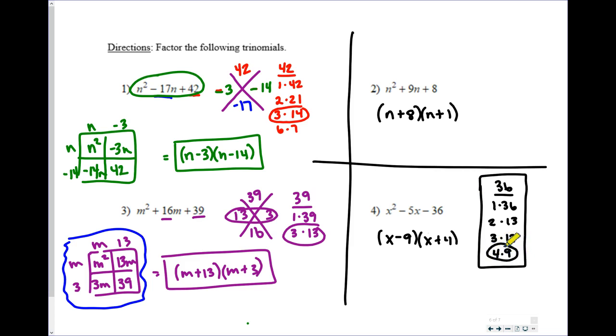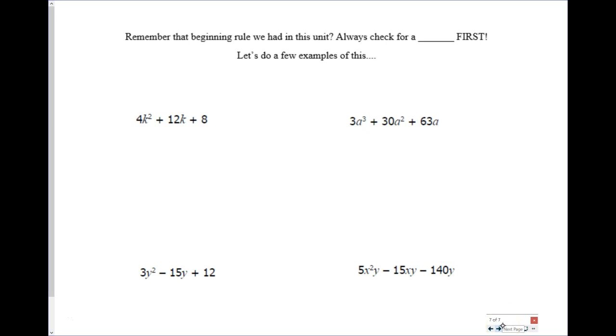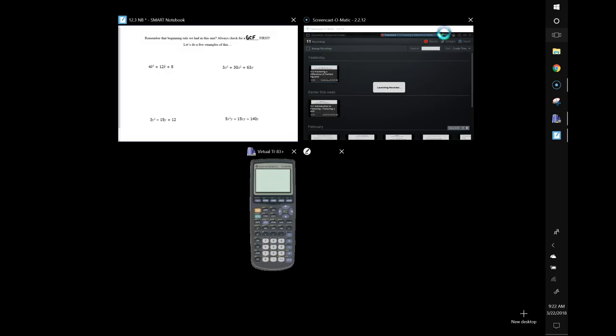Okay? There's one other step we have to do here in this learning target. And again, this takes us back to that very first learning target we did with a GCF. So remember that beginning rule we had? You always have to check for a GCF first before you do anything else. Okay? Otherwise, you're going to run into trouble.